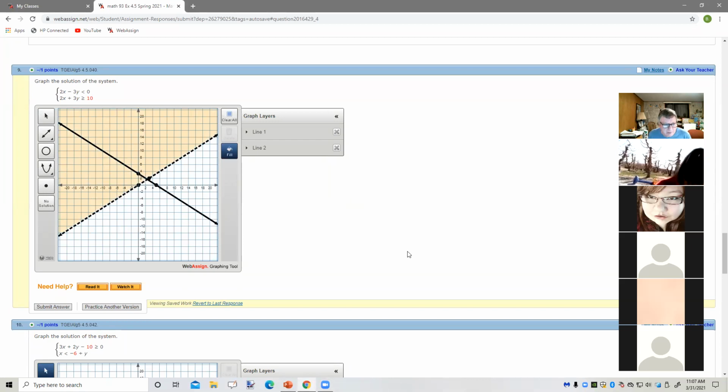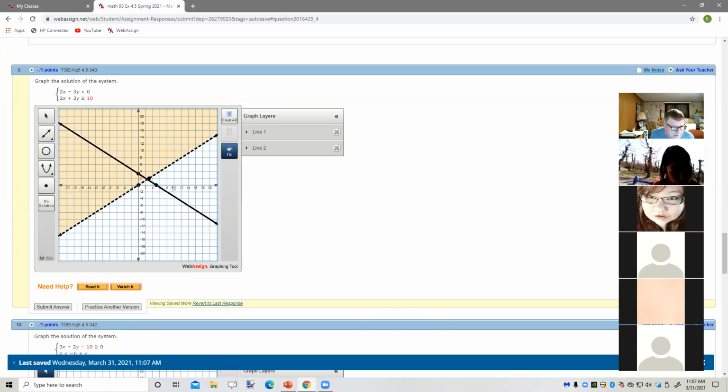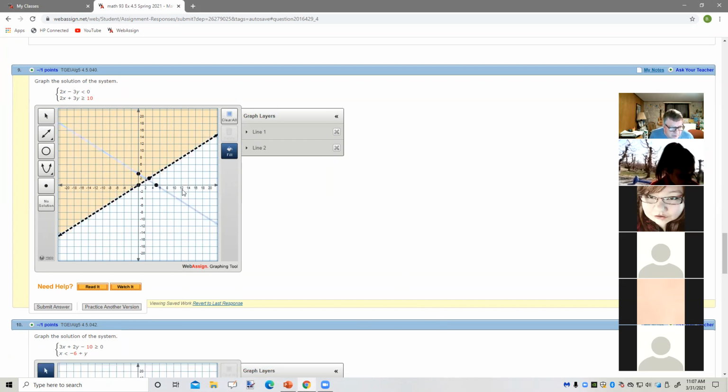But now let's look at the solid line one. And, oh, I can use 0, 0 for that one, can't I? For the solid line, because 0, 0 is not on the solid line, okay? In fact, let's just kind of do this in our head here. If x is 0 and y is 0, what's 2 times 0? 0. Plus 3 times 0. 0. What's 0 plus 0? 0. Is 0 greater than or equal to 10?